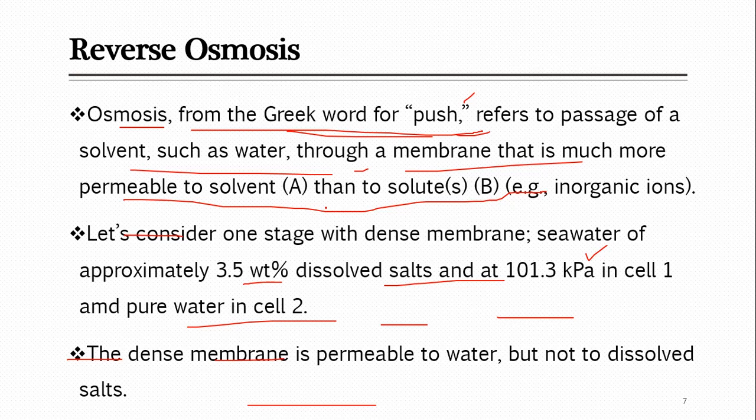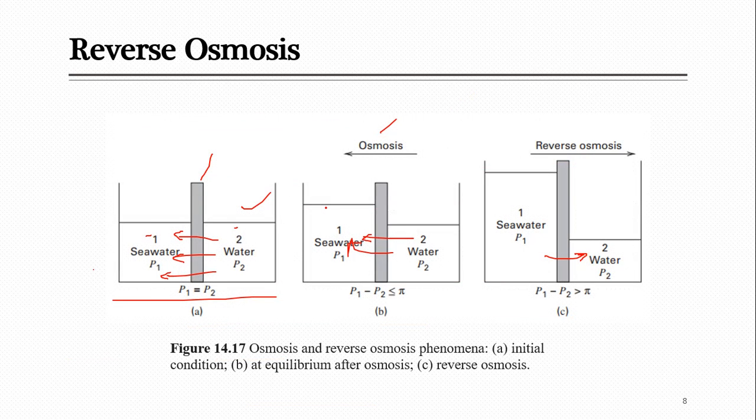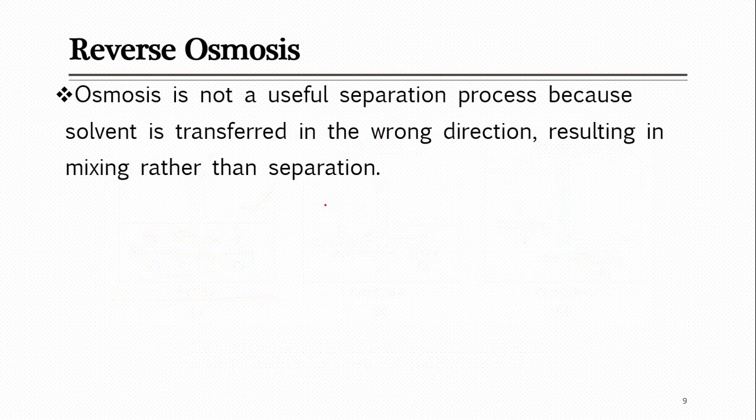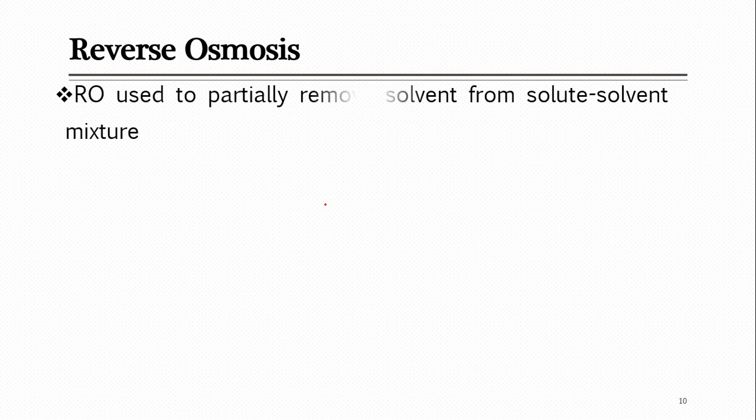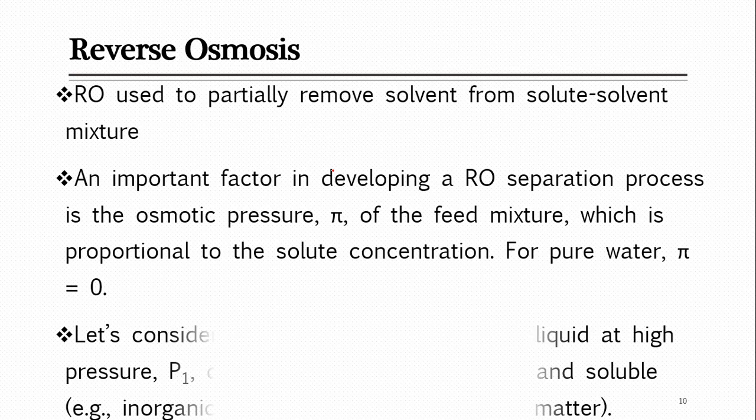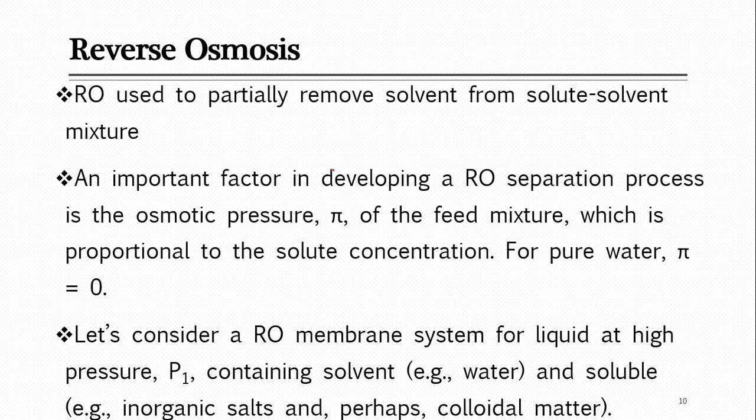And reverse osmosis is actually based on your book. Osmosis is not a separation technique, even it creates mixing. So we have to go in the reverse of this, and for that you have to apply higher pressure as compared to the pressure on the other side of the membrane, as well as osmotic pressure. You have to overcome all those pressures, and then you can go for reverse osmosis.